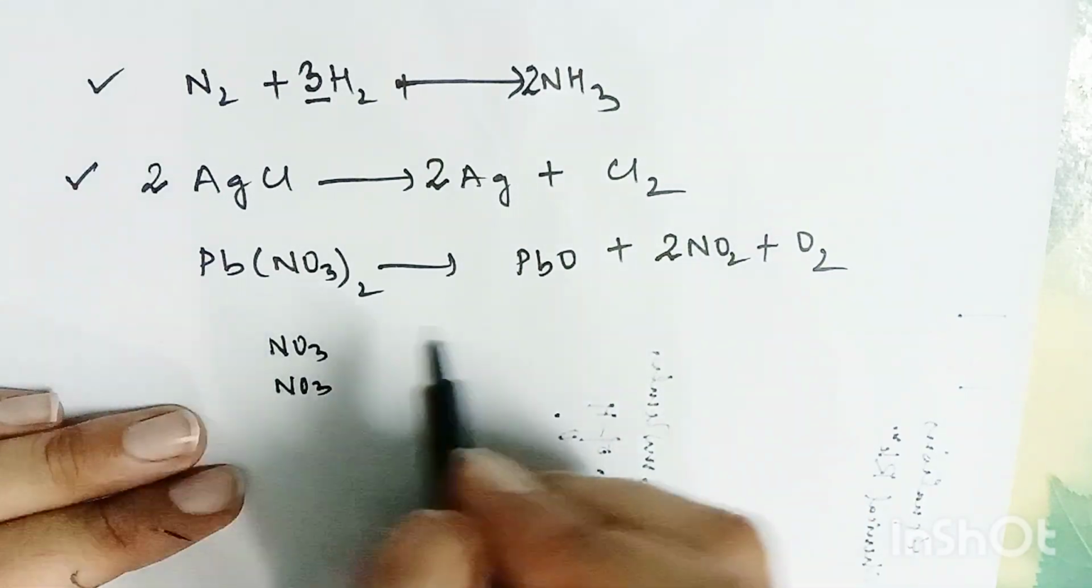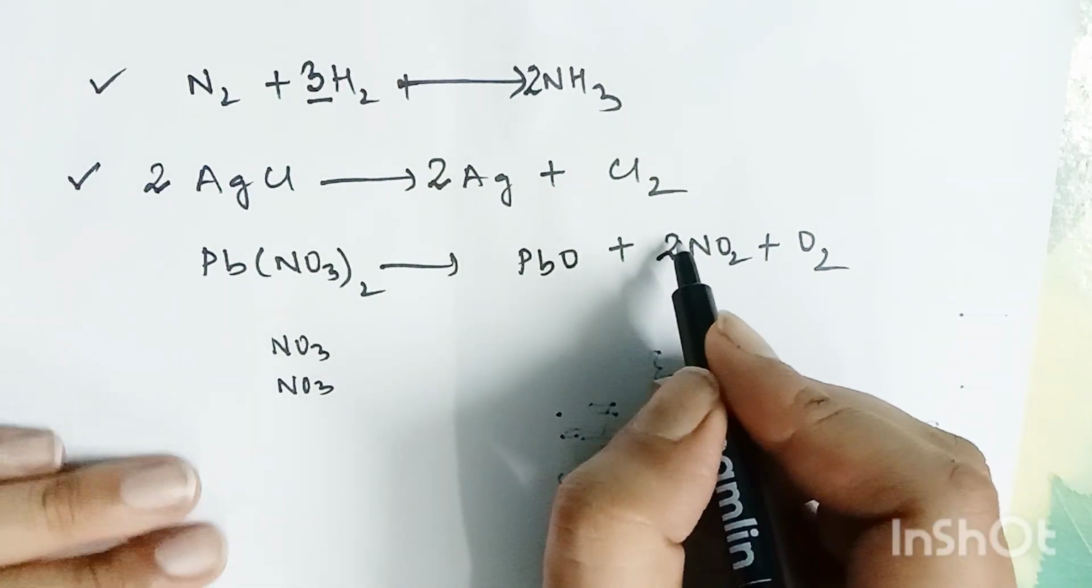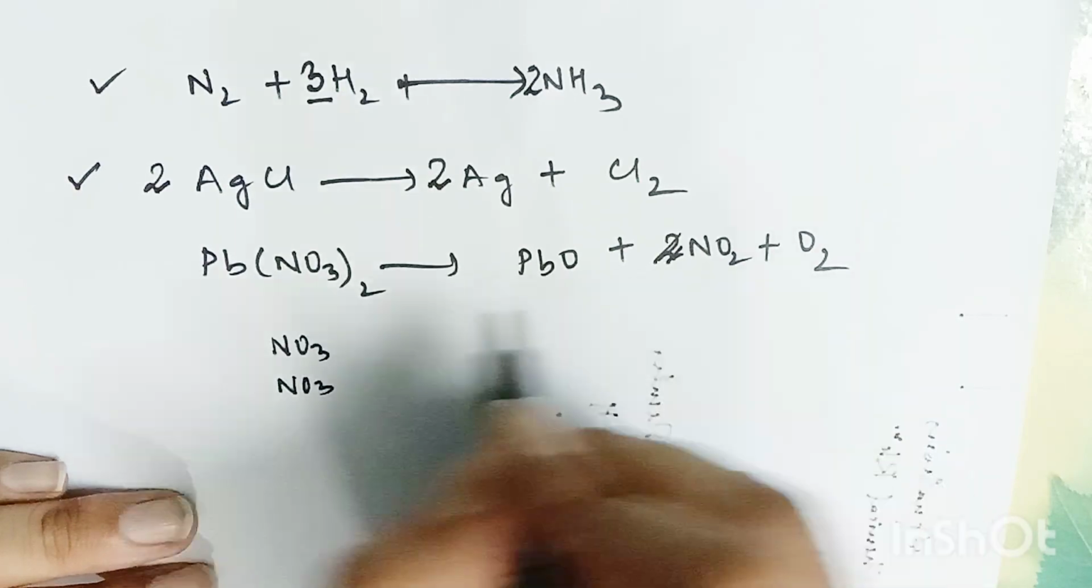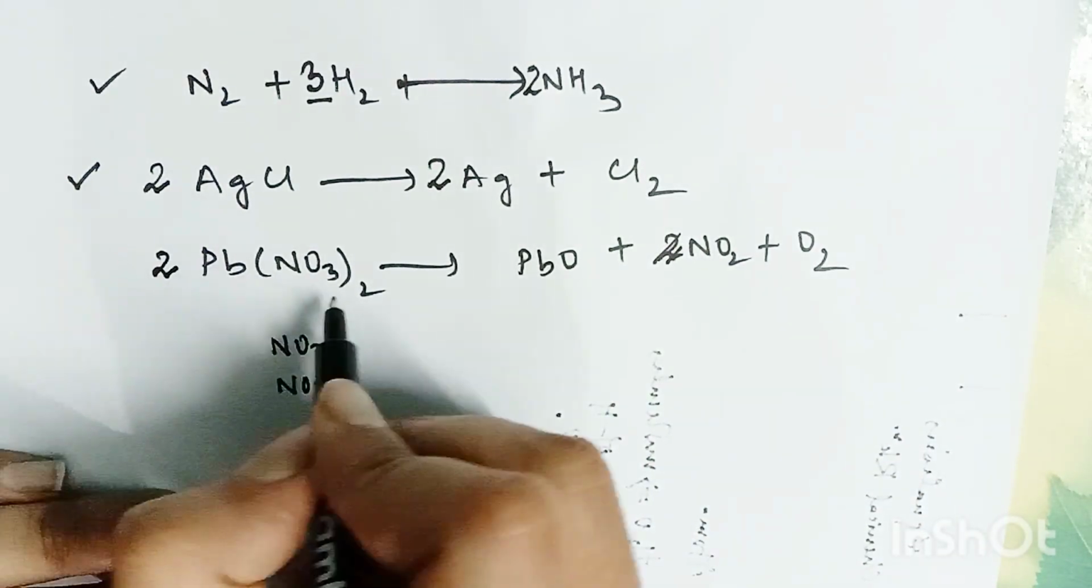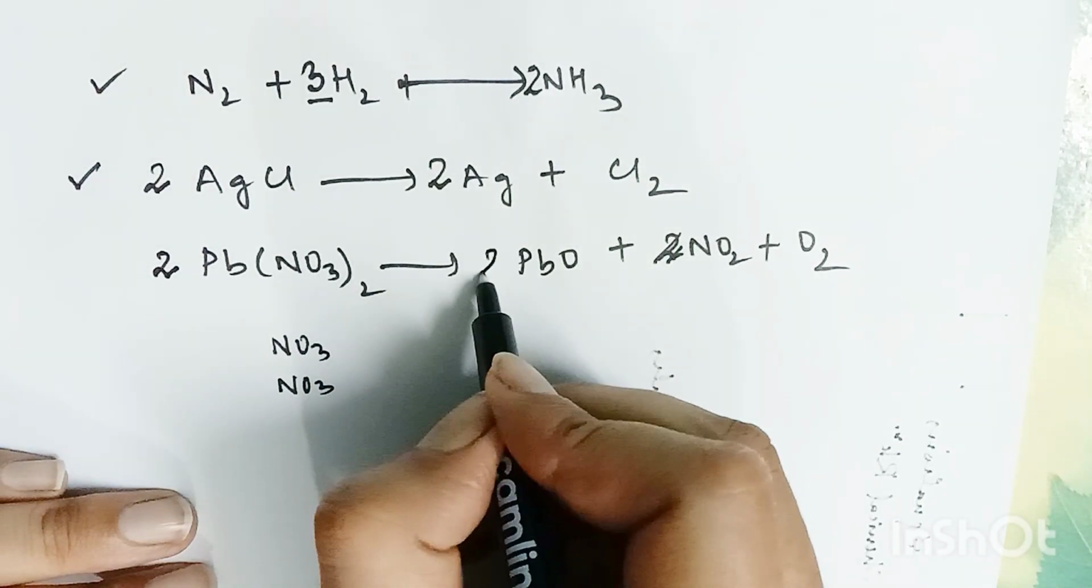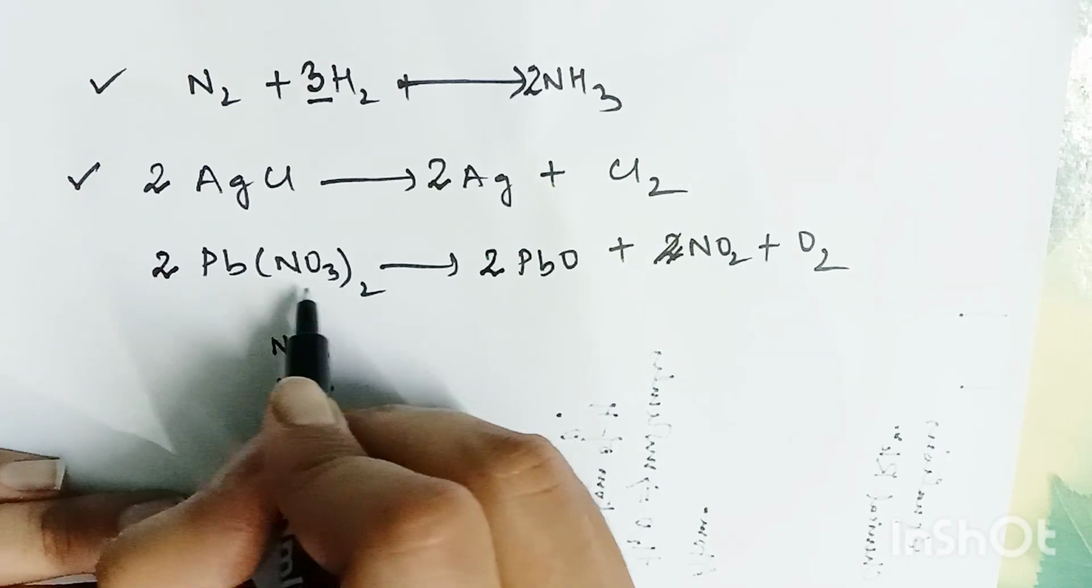So let's put 2 here and see if we can balance or not. Here there is lead 2, so we have to put 2 here to make the lead balance.